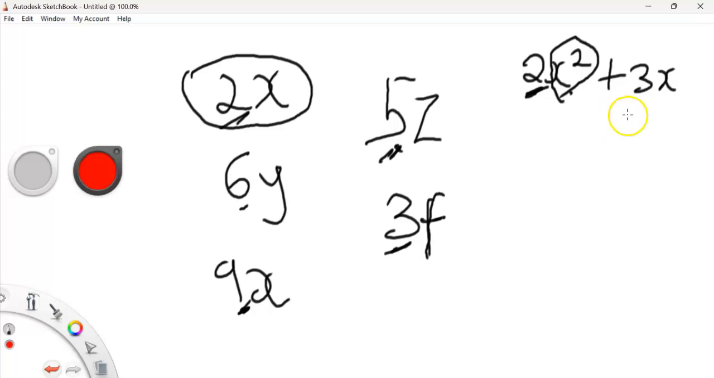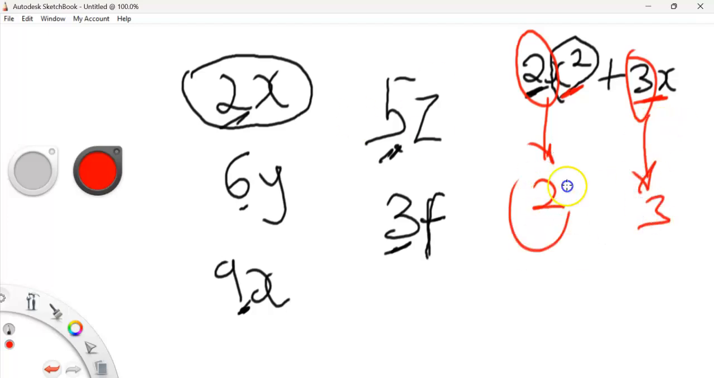Then the coefficient of x here is 3. The coefficient of x squared here is 2. Do you understand now? Here is 2, here is 3. So in essence, the coefficient is the number or numeric value that is always associated with an alphabetical letter in any algebraic expression.